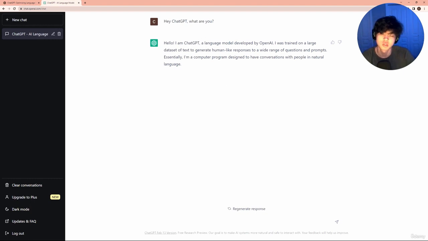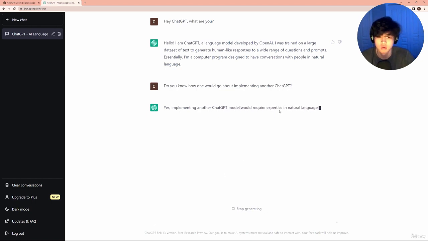But yeah, as it says, we see that ChatGPT is telling us that it's a language model developed by OpenAI. It was trained on a large data set of text to generate human-like responses to a wide range of questions and prompts. So yeah, it's giving us this very conversational flow, and we can ask it, just because we're curious, do you know how one would go about implementing, let's see that, would require expertise in natural language processing. This is another field in the realm of computer science.